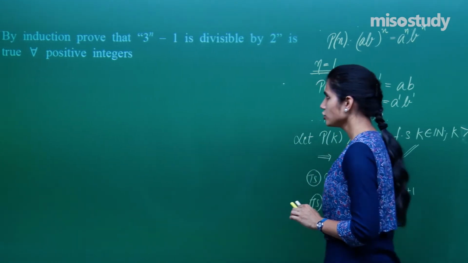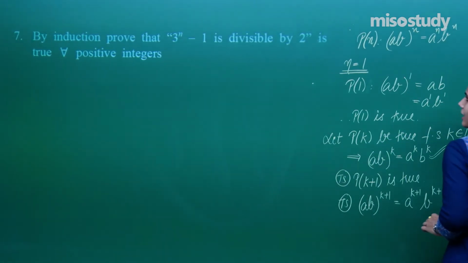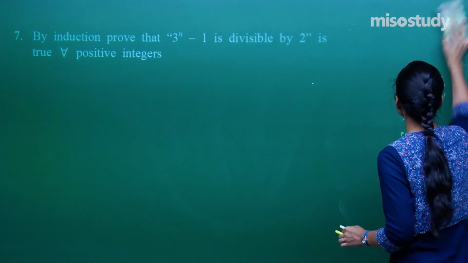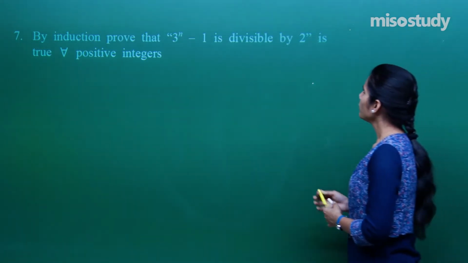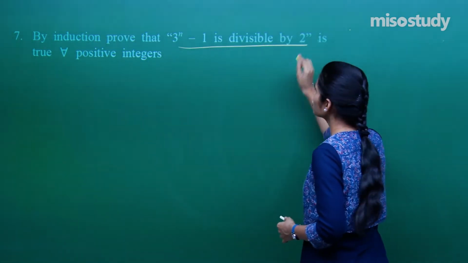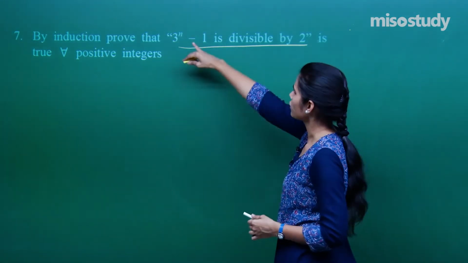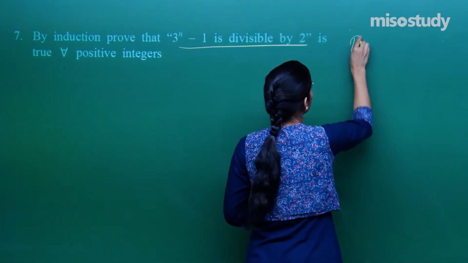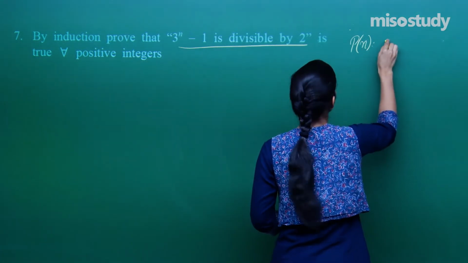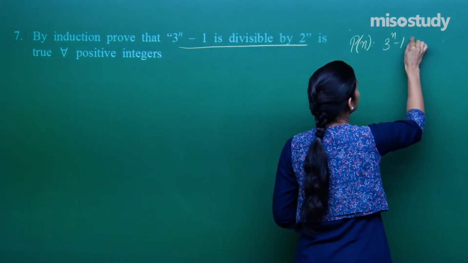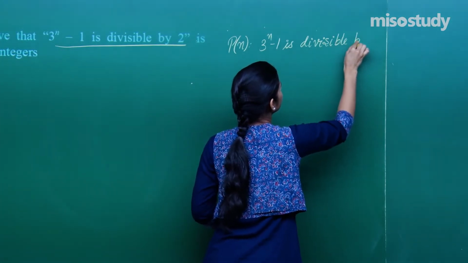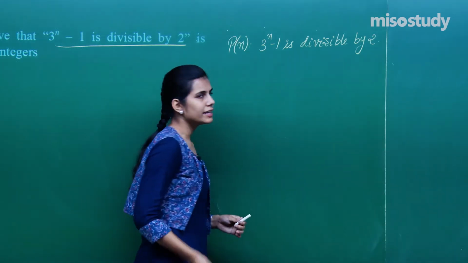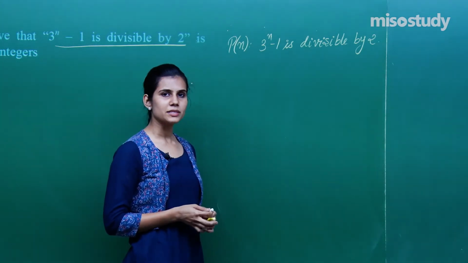Next I have, by induction again, prove that 3 to the power n minus 1 is divisible by 2. Same thing, the very same drill of applying PMI, that is the principle of mathematical induction, again and again. We need to show that this statement is true for all positive integers in place of n. Again Pn is that 3 to the power n minus 1 is divisible by 2. That means when you divide 3 to the power n minus 1 by 2, the remainder comes out to be 0.